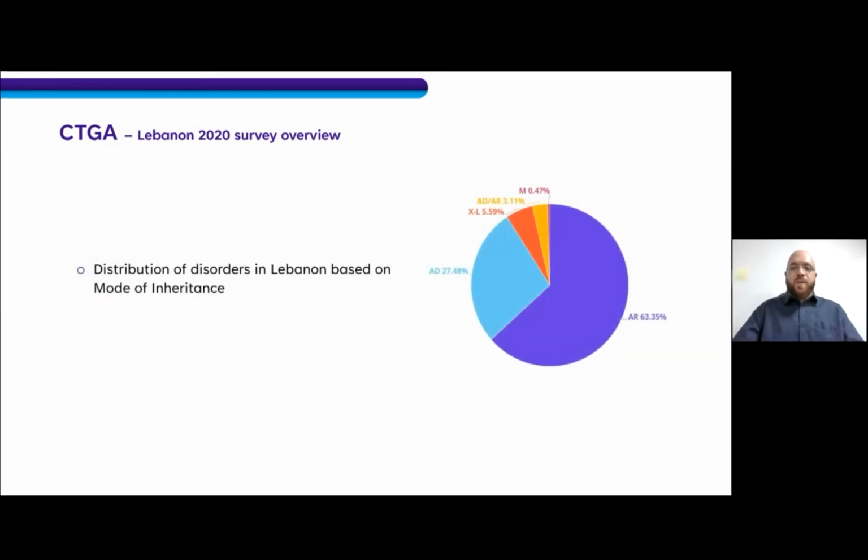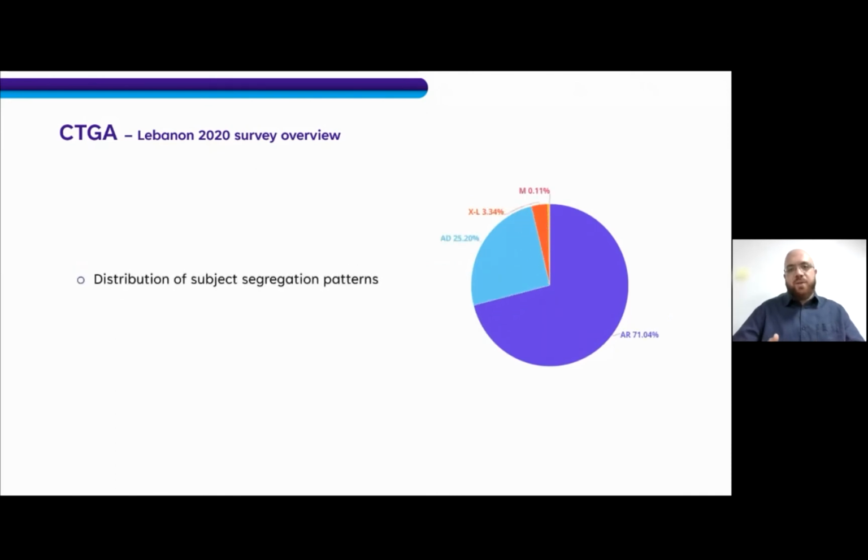All right, so from the disorders we cataloged, most were classified with an autosomal recessive mode of inheritance based on OMIM. And when considering subject-specific modes of inheritance, there was a similar trend with a higher representation of patients reported with recessive segregation patterns. So patients with homozygous or more rarely compound heterozygous mutations, and often connected to a healthy relative or parent with the heterozygous variant.